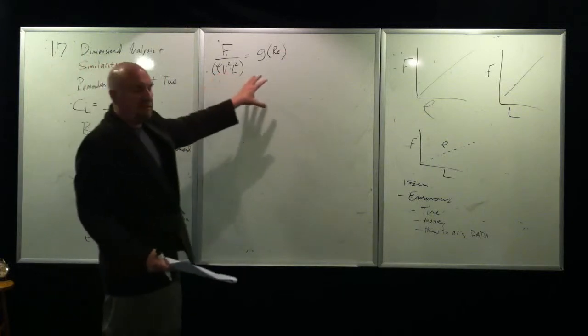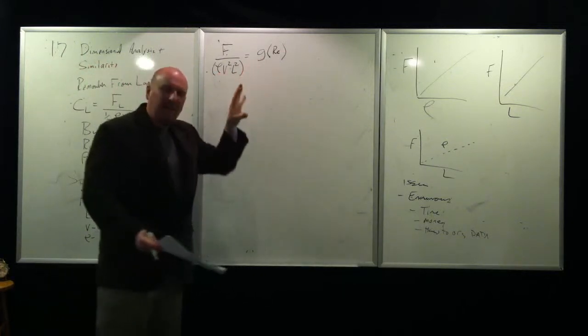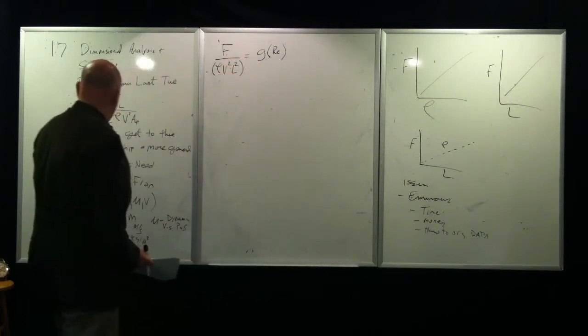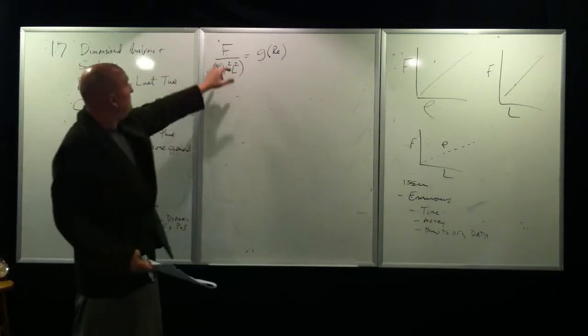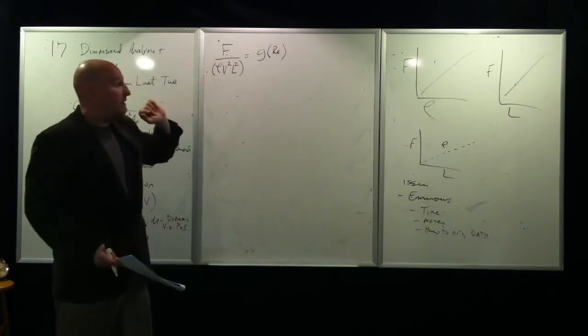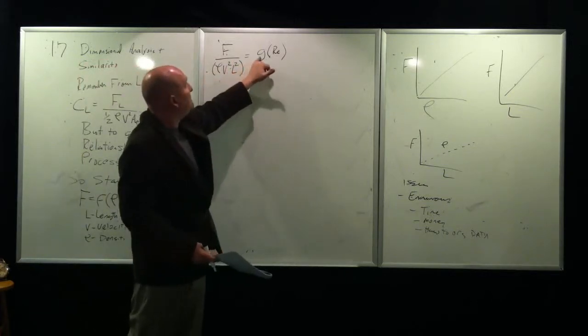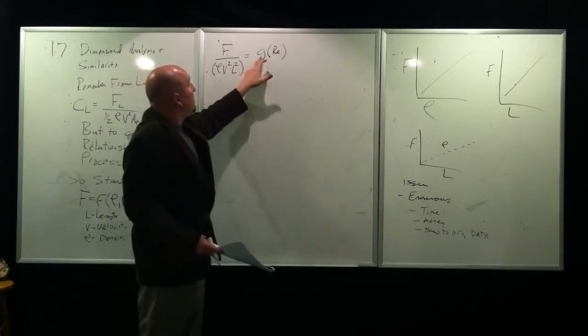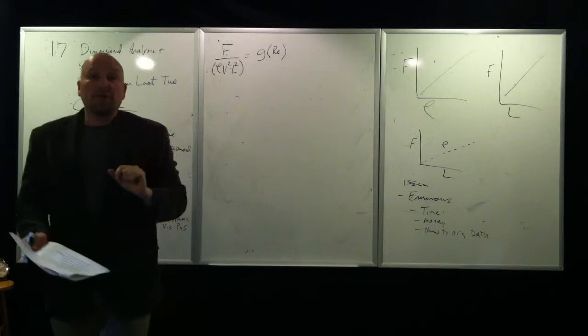There's a lot of mathematics, or well, not too much mathematics, but again, it's beyond the scope of this class how to come up with this representation. But it is seen that if you take the force and divide it by the density, the velocity squared, and a length squared, it collapses nicely to a different function. We're going to call that function g, where g is just a function of Reynolds number.